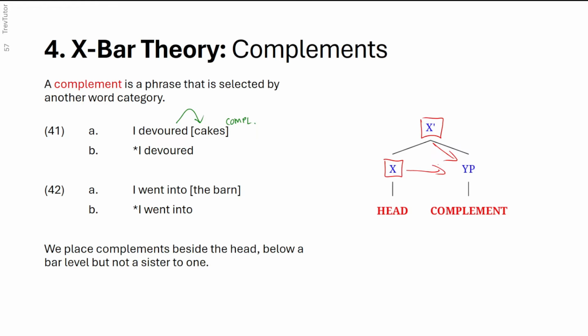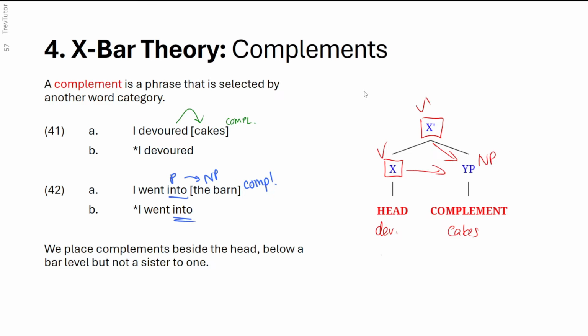So a verb is one case. In other words, this would be devoured and then cakes, where this would be a verb bar, and a noun phrase after. But prepositions do this too, and so do a lot of other categories. I went into the barn. This is fine. Whenever you have a preposition, it introduces a noun phrase. So we can't just say I went into, because this preposition wants something. So the barn in this case, the noun phrase, is the complement.